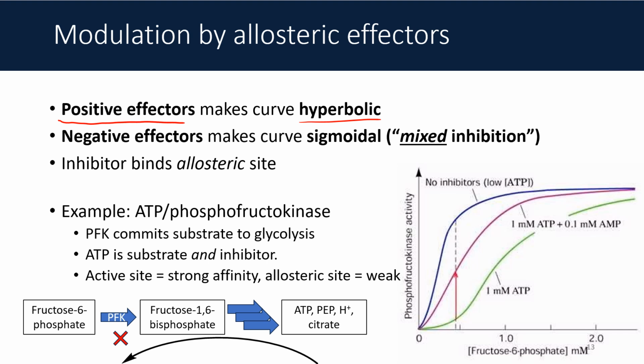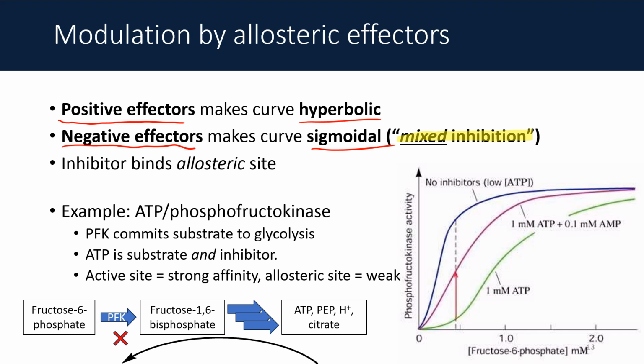Compared to negative effectors, these also bind an allosteric site and they will induce a conformational change, but this is going to hurt the enzyme's performance and it's going to cause its curve to become sigmoidal. Another term for this is mixed inhibition.